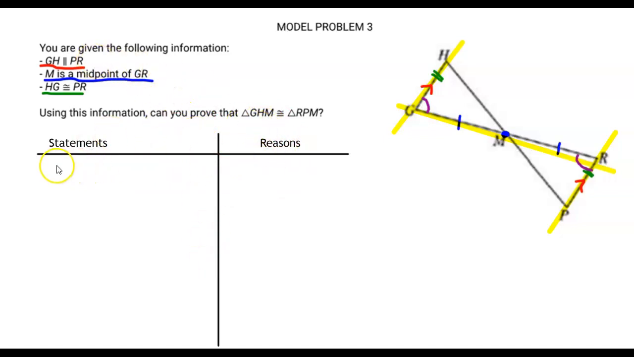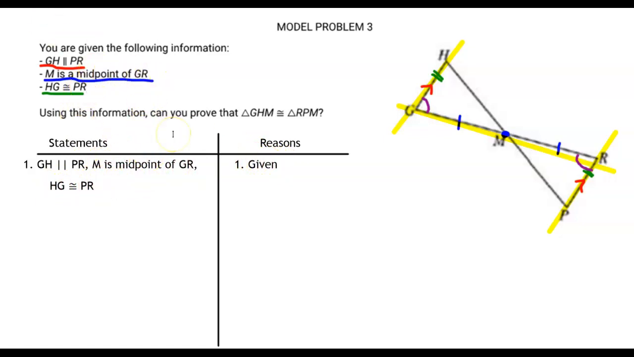And of course, the first statement that you're going to have is the first 3 or 4 or however many things are given to you. So we're going to put all these in the first statement. And the reason for that will be given. They don't have to be in any particular order. We just put them all into that first statement with commas between them. GH is parallel to PR, M is the midpoint of GR, and HG is congruent to PR. And those are given pieces of information.